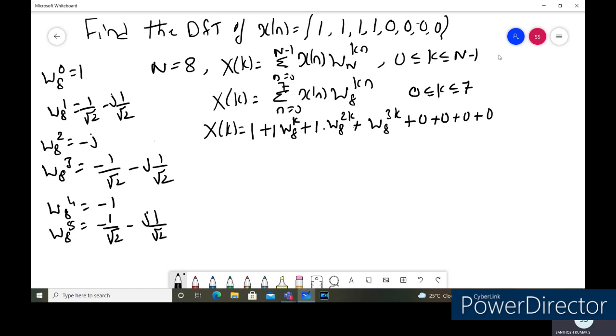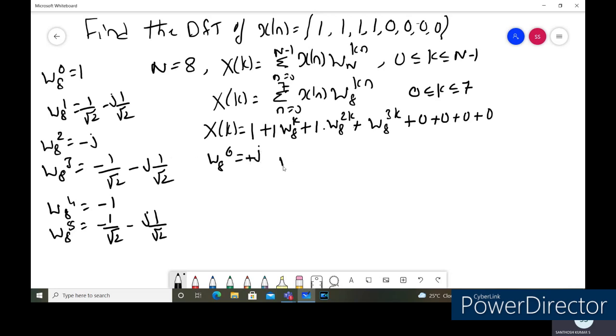Similarly, omega 8 to the power of 6 is nothing but minus 1 into, that is, we can express it as 2 plus 4. That is minus omega 8 to the power of 2 we can write here. So minus into minus will become plus j we'll get.